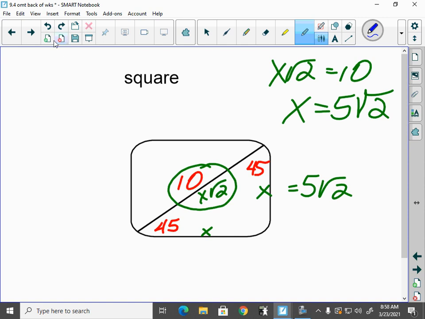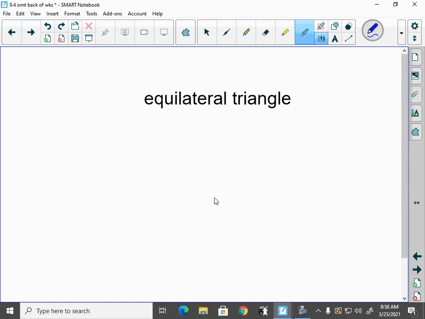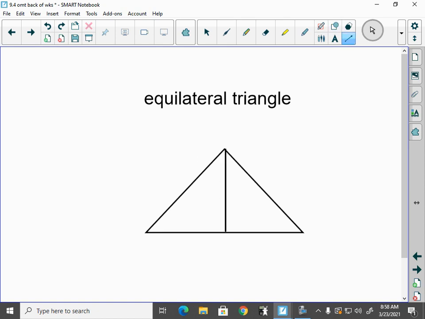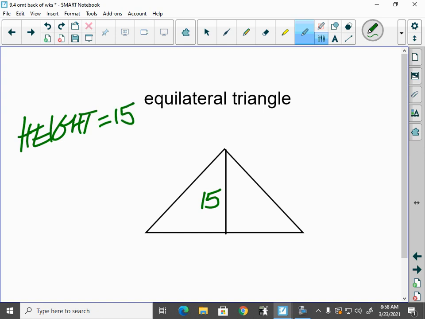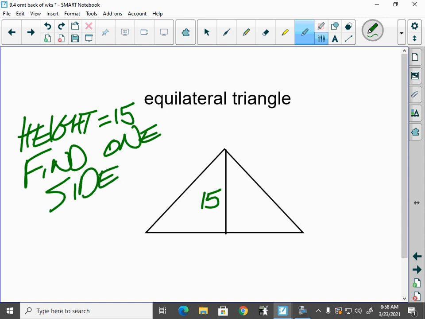Okay, let's try one more. Equilateral triangle. Let's draw it again. Here we go. Drawing a line straight down. And this time, let's say that the height is 15, find one side. Height equals 15. Find one side. So a side is like, you know, the long side.